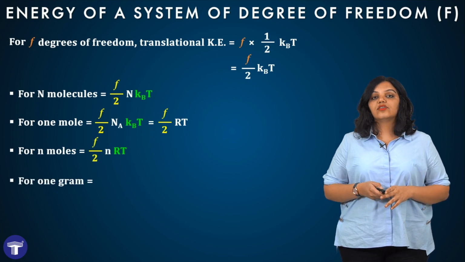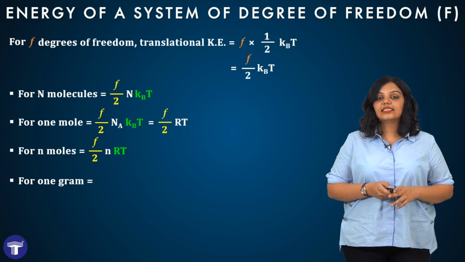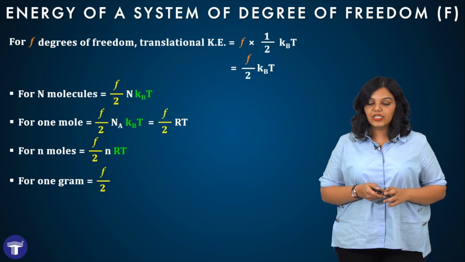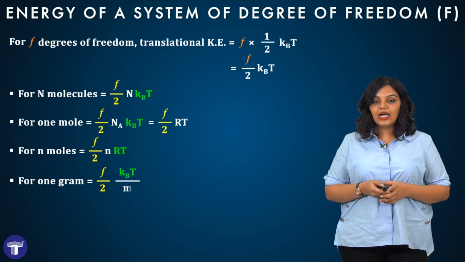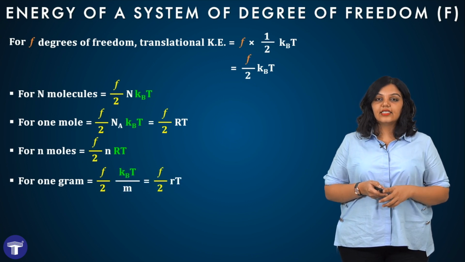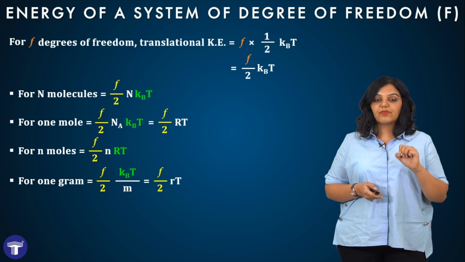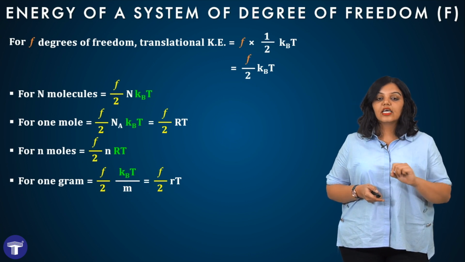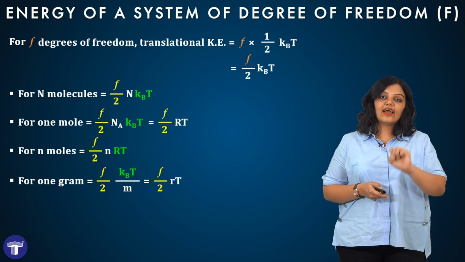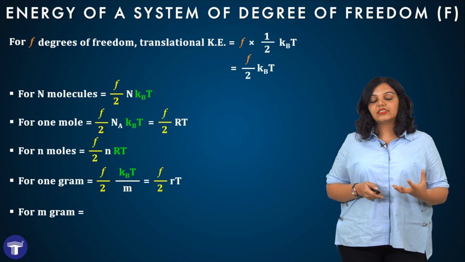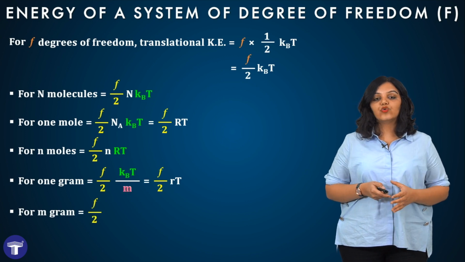And from here I can also say that for 1 gram the kinetic energy will be equal to f by 2 kBT, which was my original expression, divided by the molecular mass, and this will give me the kinetic energy for 1 gram, that is per unit mass. But kB by m is nothing but the specific gas constant, that is small r. So for 1 gram I can also say that the average kinetic energy is f by 2 rT. Finally, for m grams the average kinetic energy will be f by 2 m rT.